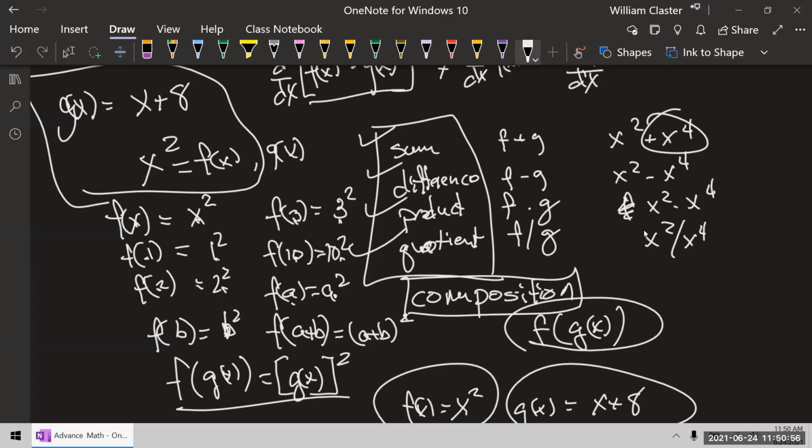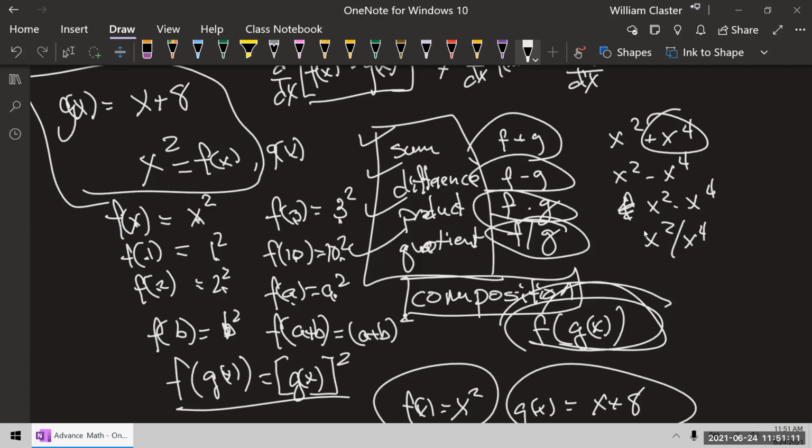So that's another operation. What do I mean by an operation? It's a way of combining two functions. So this is one way to combine two functions, another way, another way, another way, and another way. So that's what we mean by an operation. And this is a fifth operation, composition.